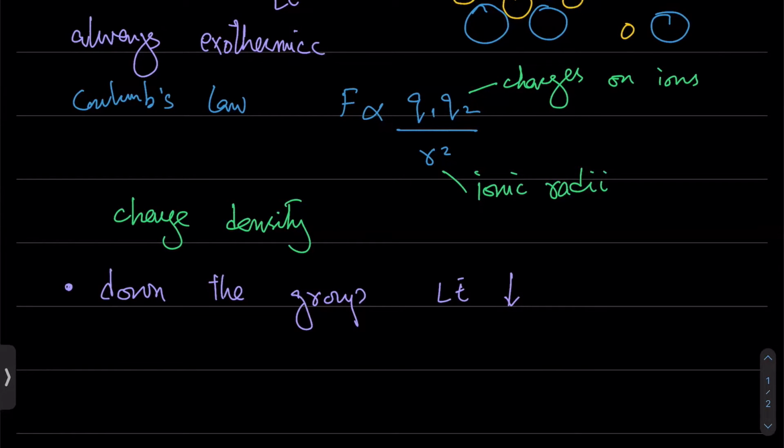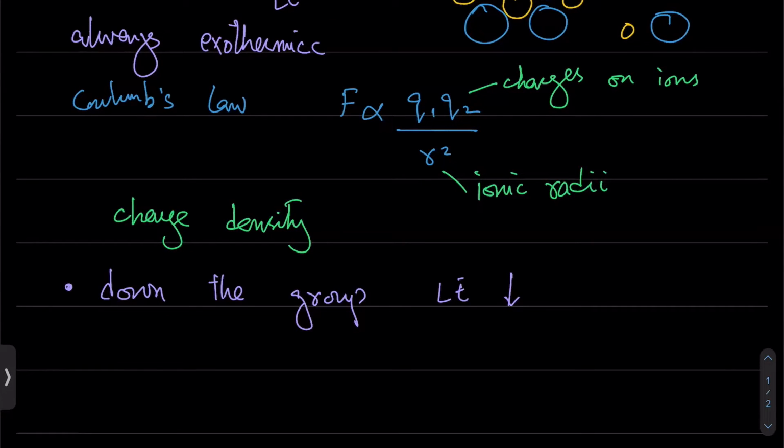The same charge is distributed on the greater size of the ions. Okay, so there you go. If you increase the charge, density increases. If you decrease the radius, charge density increases. So two ways you can increase the charge density.